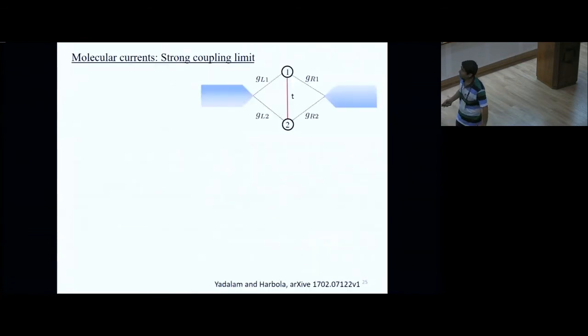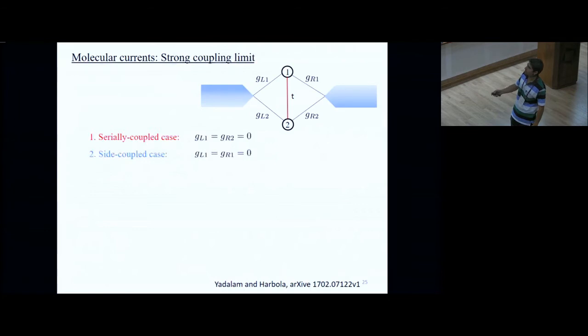I'll quickly summarize this last part. It will hardly take 3-4 minutes. I just consider this simple geometry. I have two dots coupled like this, and I can change these couplings. I call it the serially coupled case when L1 and R2 are 0. So this is the coupling. It's serially coupled. And the other one is side coupled. When it is coupled like this, this one is hanging. It's not coupled to anything. So these two cases I will consider.